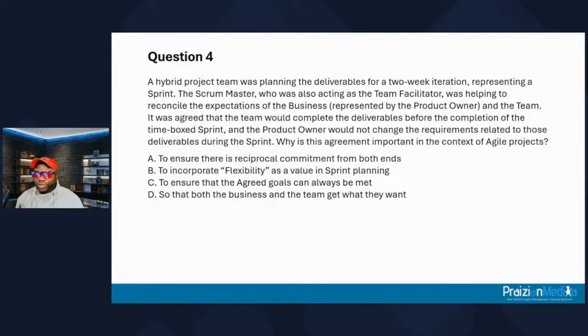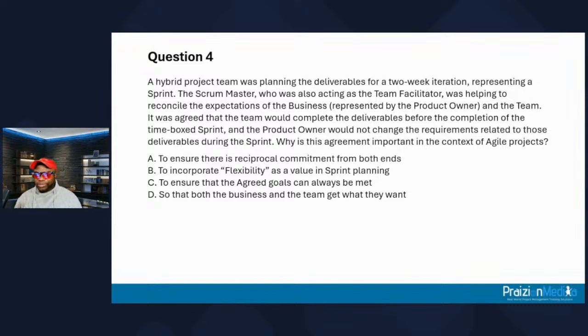A hybrid project team was planning the deliverables for a 2-week iteration representing a sprint. The Scrum Master, who was also acting as the team facilitator, was helping to reconcile the expectations of the business, represented by the product owner, and the team. It was agreed that the team would complete the deliverables before the completion of the time box sprint, and the product owner would not change the requirements related to those deliverables during the sprint. Why is this agreement important in the context of agile projects?